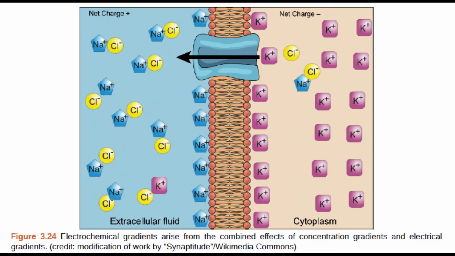Figure 3.24. Electrochemical gradients arise from the combined effects of concentration gradients and electrical gradients.